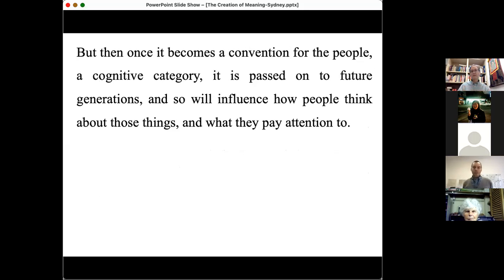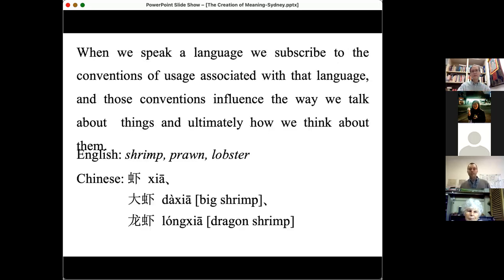And we can see this very clearly in the work of, say, Melissa Bowerman, the late Melissa Bowerman, where she was showing how when children are acquiring the categories of the languages that they speak, initially they don't have those categories and they acquire them as they acquire the language. When we speak a language, we subscribe to the conventions of usage associated with that language, and those conventions influence the way we talk about things and ultimately how we think about them.